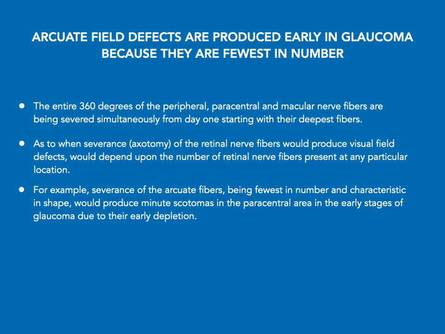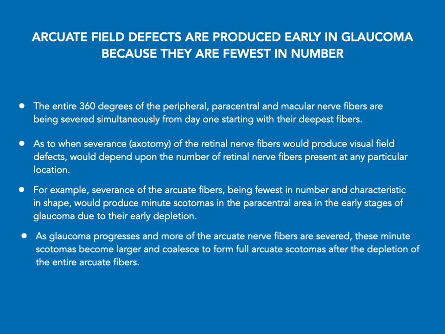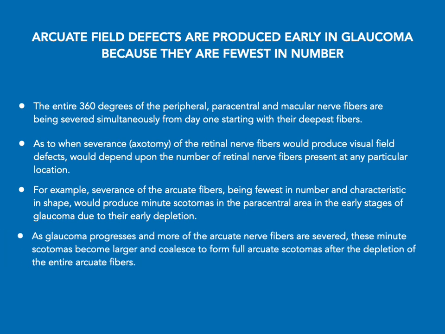For example, severance of the arcuate fibers, being fewest in number and characteristic in shape, would produce minute scotomas in the pericentral area in the early stages of glaucoma due to their early depletion. As glaucoma progresses and more of the arcuate nerve fibers are severed, these minute scotomas become larger and coalesce to form full arcuate scotomas after the depletion of the entire arcuate fibers. This would produce the well-defined arcuate field defects in glaucoma.